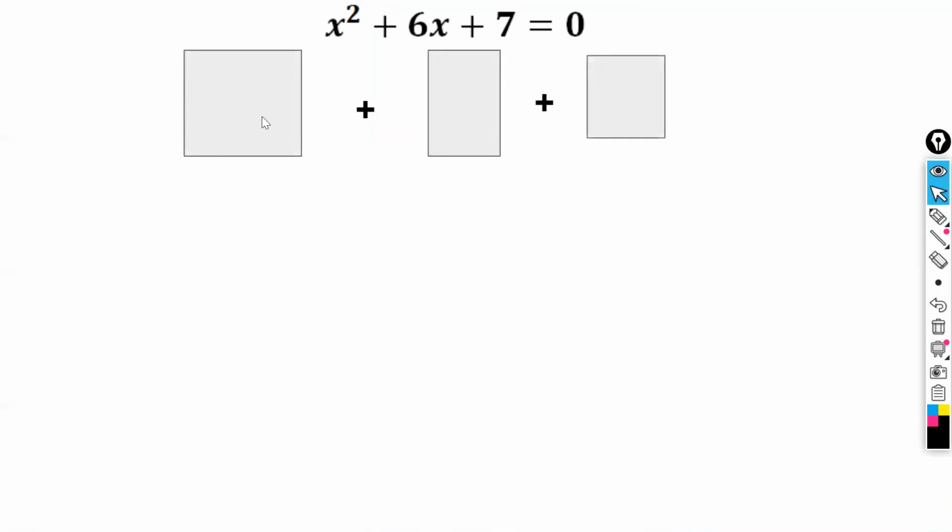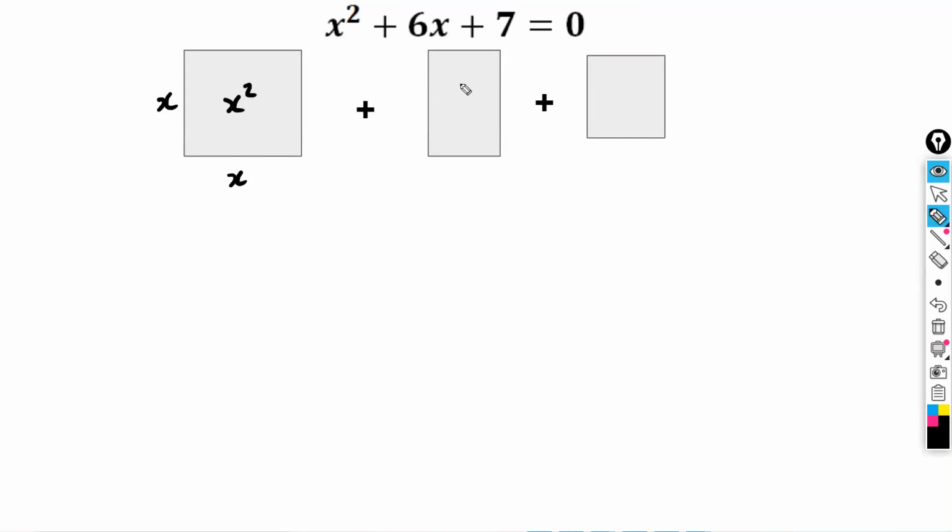So this square here, the area of this square is going to be x squared. So that's the third term in our quadratic equation. So the area of this is going to be x squared. So that means the length of sides is going to be x and x, because to work out the area of a rectangle or a square, we would do the base multiplied by the height.